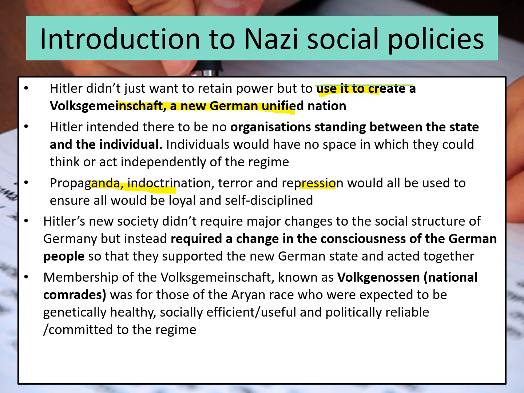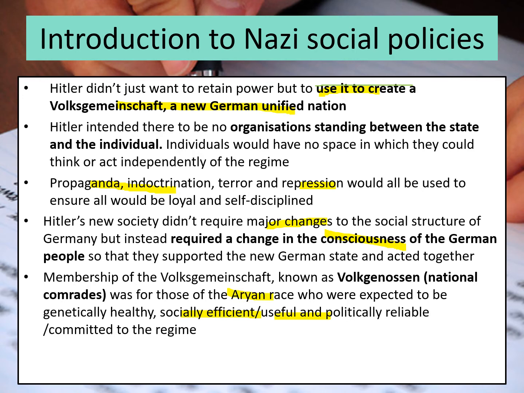Generally, though, Hitler's new society that he aimed for didn't require major changes to the social structure, but instead just required the people to have a greater consciousness about the idea of being German and about working together as a community. The members of the Volksgemeinschaft were supposed to be people that were socially efficient, politically reliable and committed to the regime, and Aryan as well.